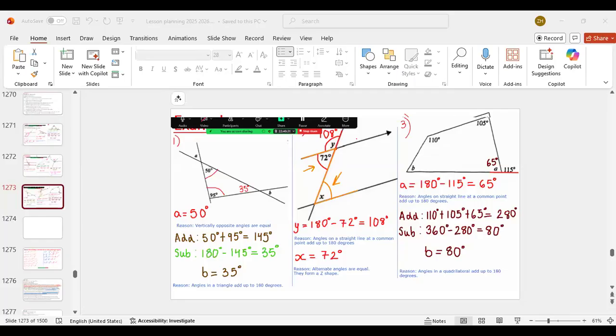Is it going to be 180? No, wait. They add up to 180, but what would each of them be equal to? 60 degrees. 60. Why 60? Because you split it. You divide it by what? 2 or... not 3. 2. You divide it by 3. Yeah, you divide it by 3.